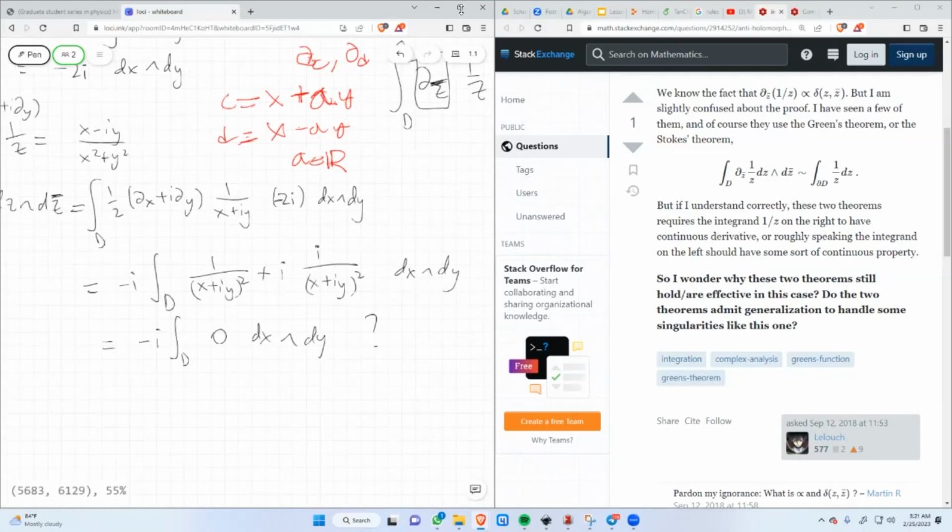In my equation, I kind of arrived at the fact that this derivative is zero. I'm not sure what went wrong.